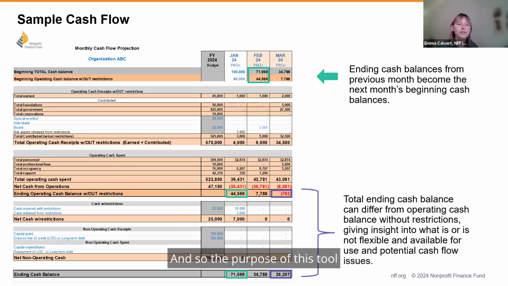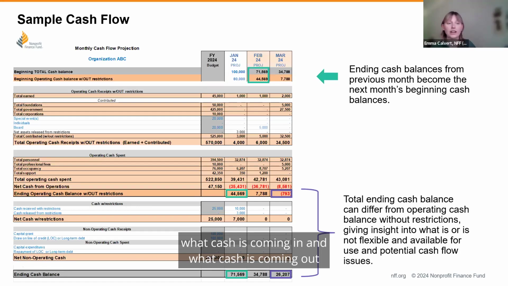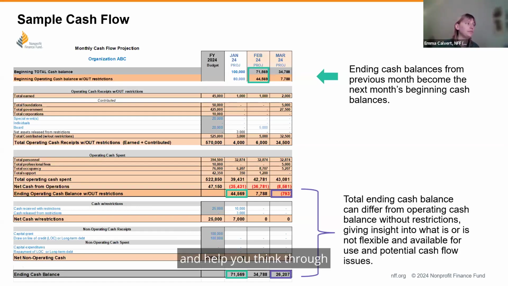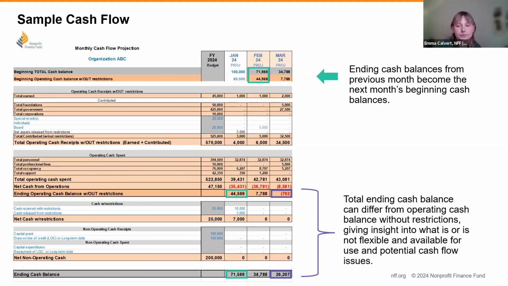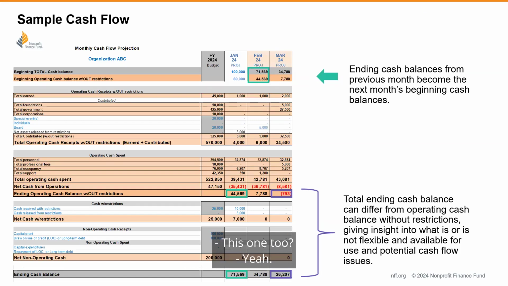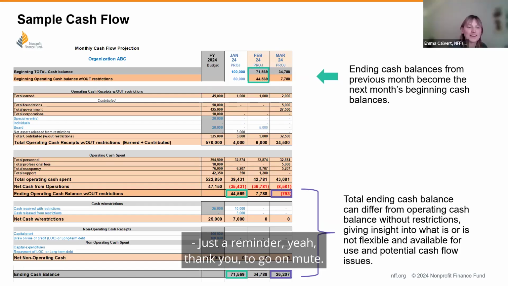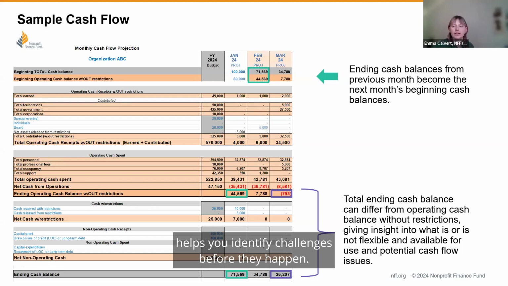And so the purpose of this tool is just to help you think through and project when cash is coming in, what cash is coming out, and help you think through what months you may need to adapt or change to cover your expenses, because you might be holding off for cash coming in a couple months later. And so, yeah, it just helps you identify challenges. A cash flow projection tool helps you identify challenges before they happen. So you can plan to the best of your ability to either mitigate or prevent that issue from happening.